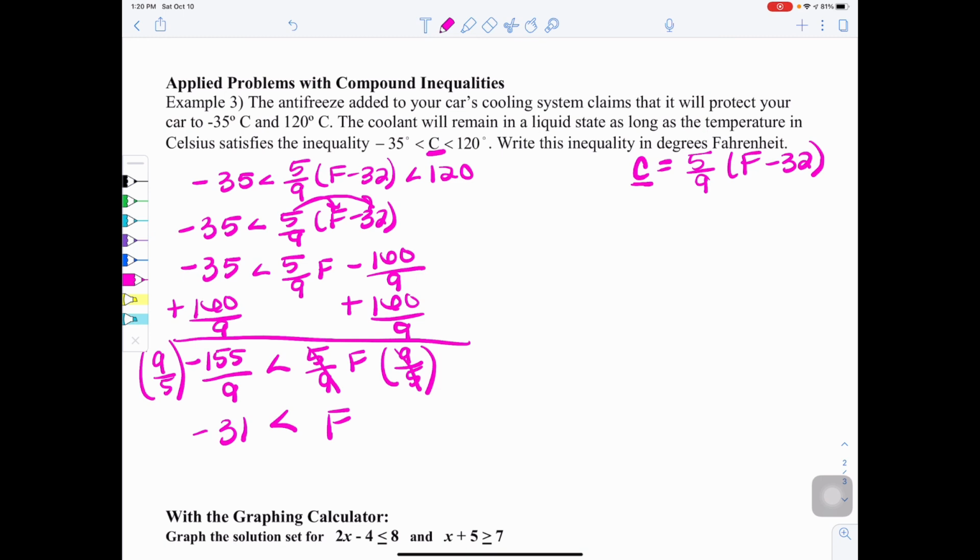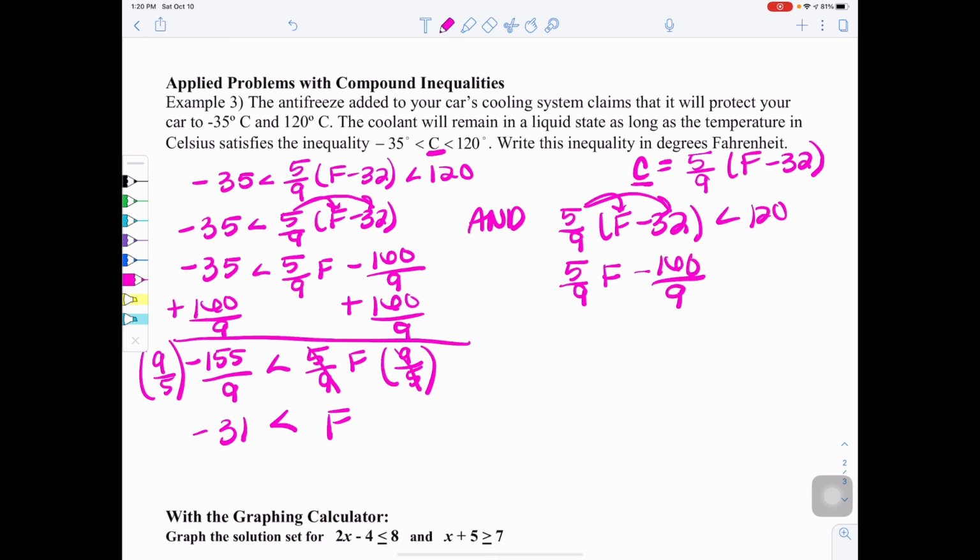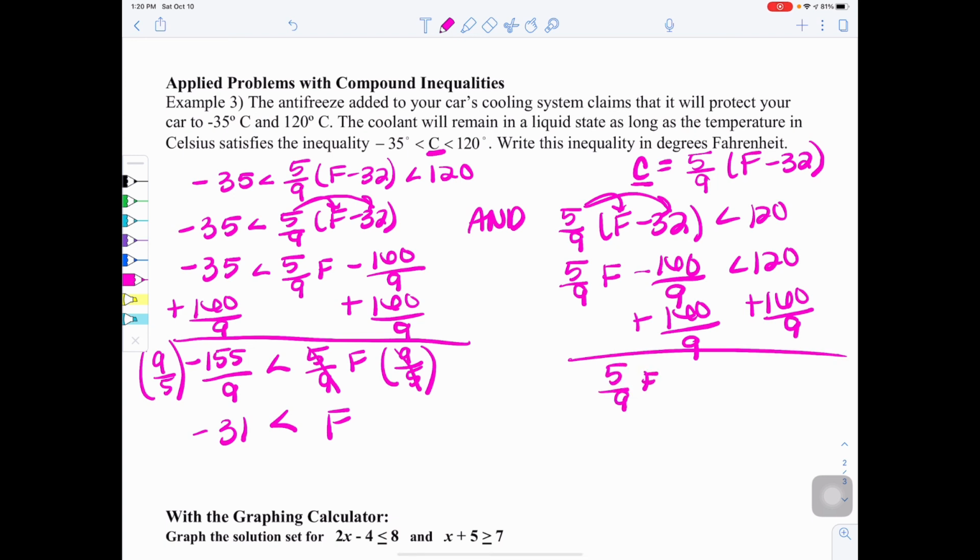This is happening at the same time, so we're going to use "and" because it's sandwiched in between. The other inequality, which would be 5/9 times F minus 32, is less than 120. So we're going to start the same way with our distributive property, getting 5/9 F. We already have the value from the other side, 160 over 9 is less than 120. We're going to do the same step of adding 160 over 9 to both sides, and we get 5/9 F is less than, when you add those two numbers, you get 1,240 over 9.